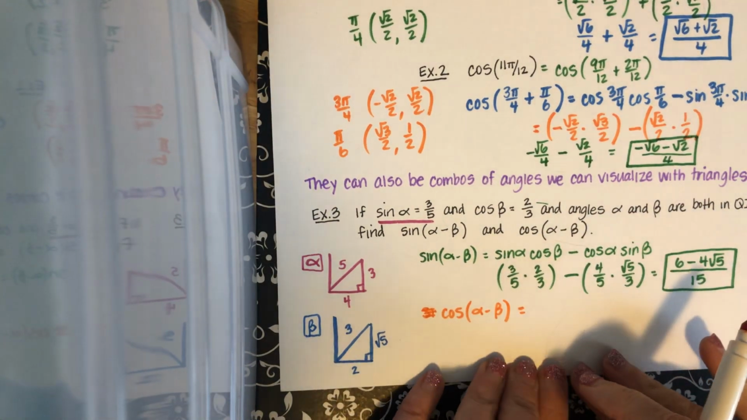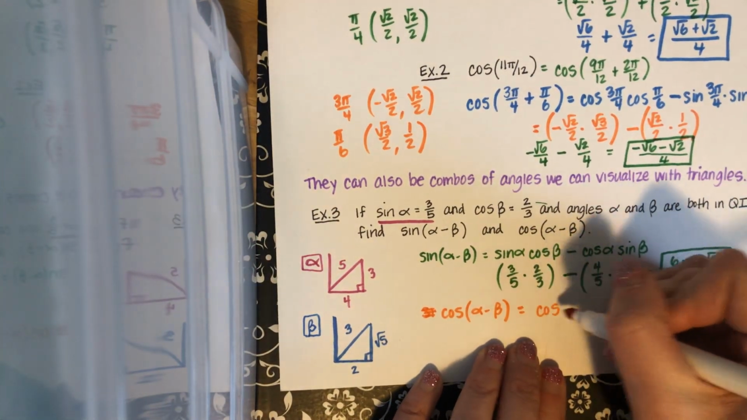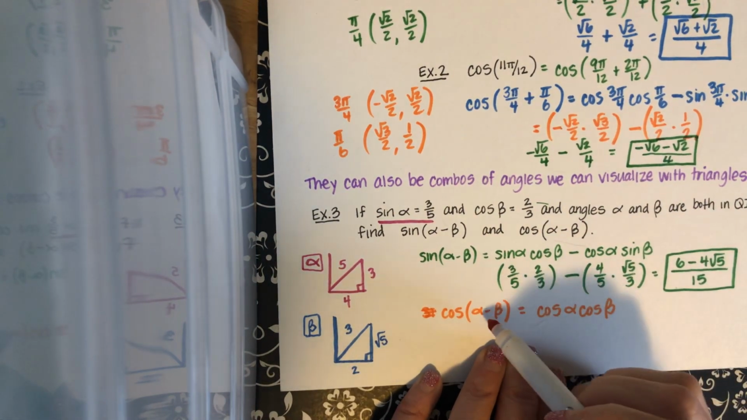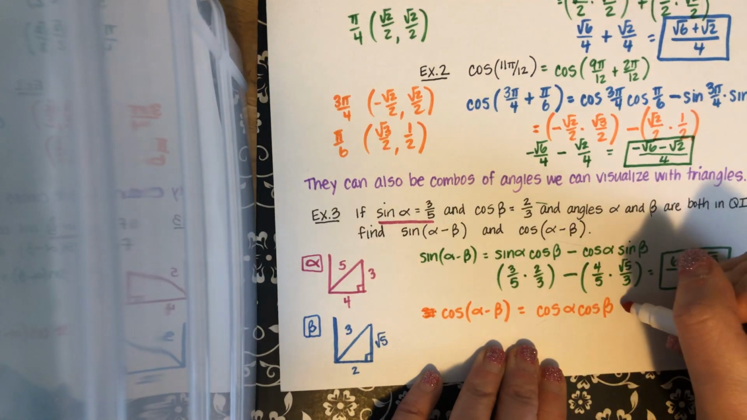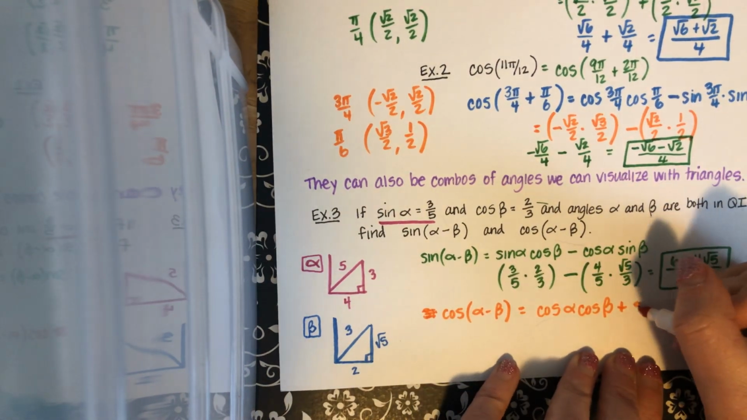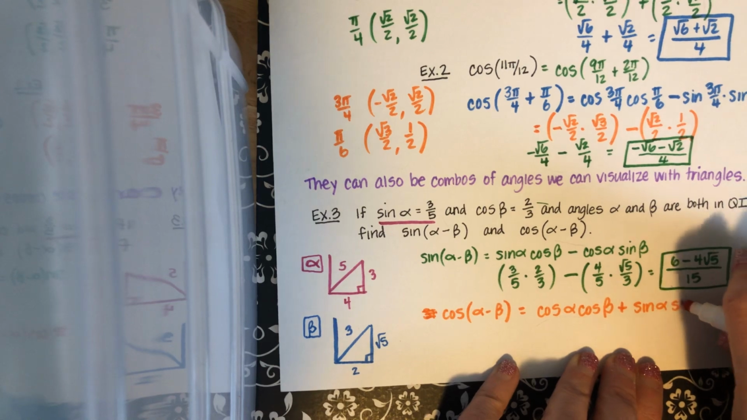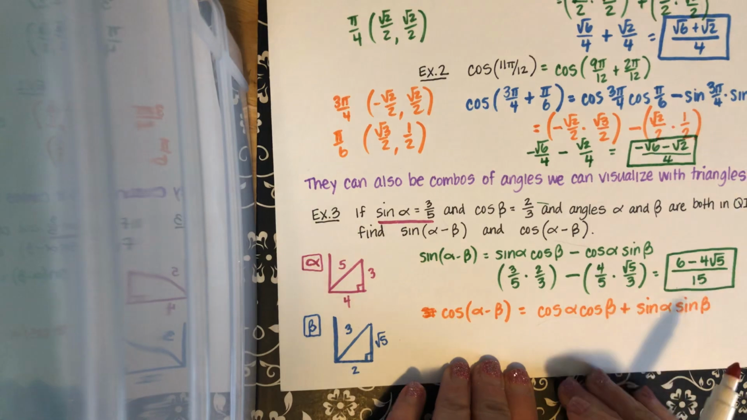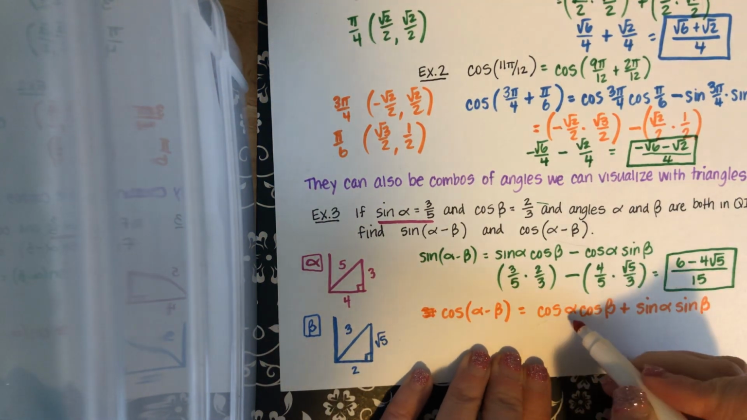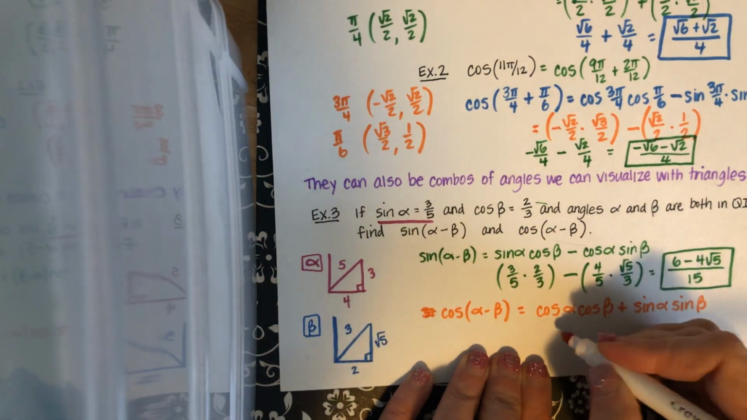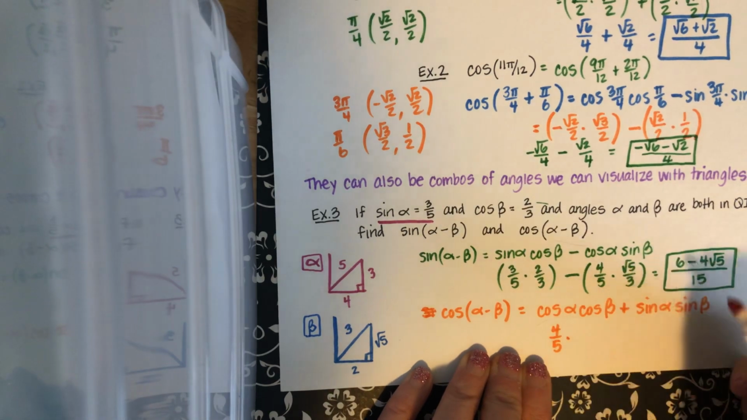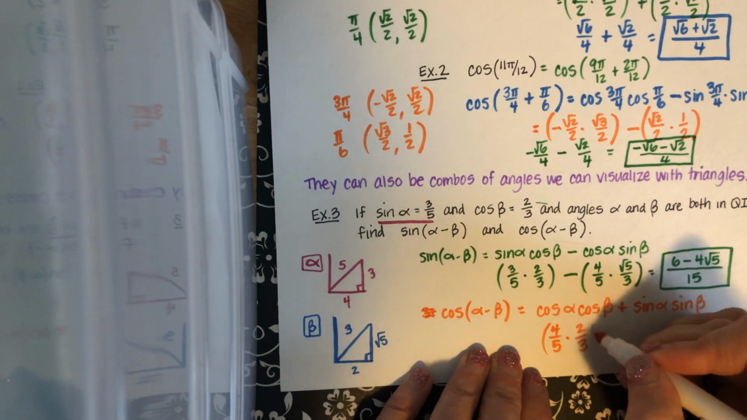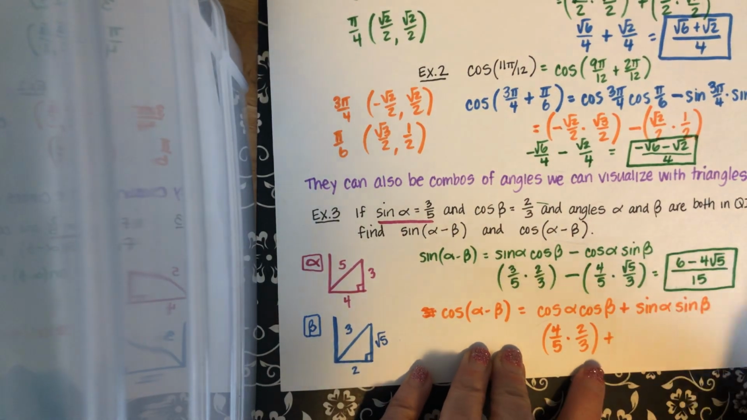Okay, let's start with the formula. It is going to be the two cosines first. So cosine of alpha, cosine of beta. This time, we're doing subtraction. The cosine formula is opposite sign, so it's going to be plus. And then both sines, sine of alpha, sine of beta. Using my triangles again, I'm going to pull my values. Cosine of alpha is going to be 4/5 times cosine of beta, which is 2/3. That's my first part. And this time I'm adding.